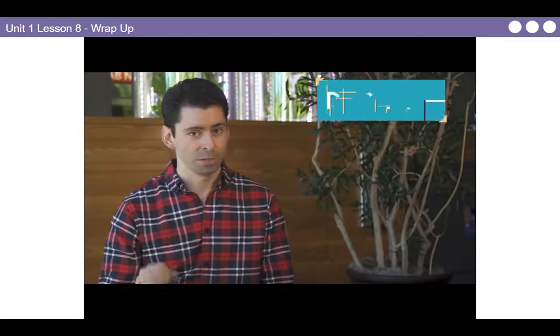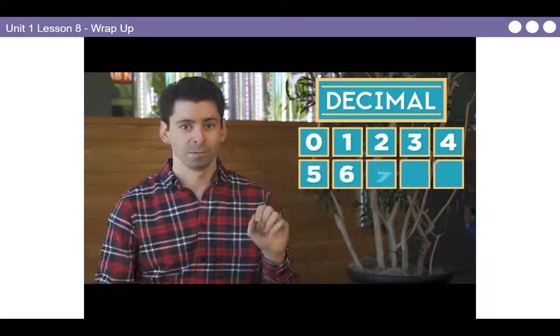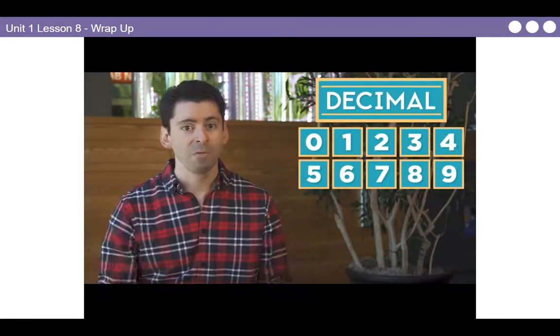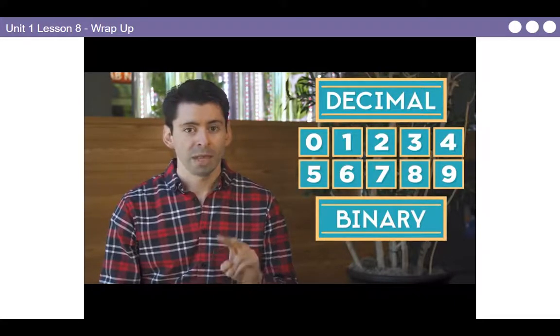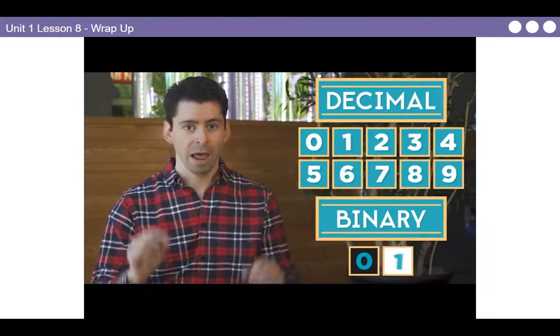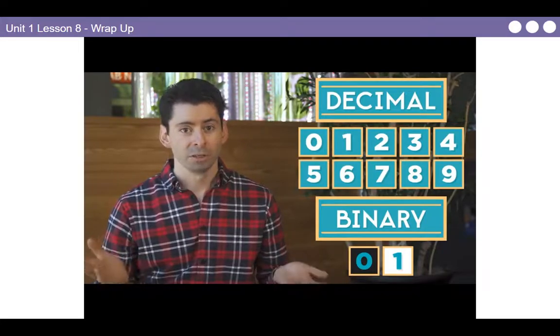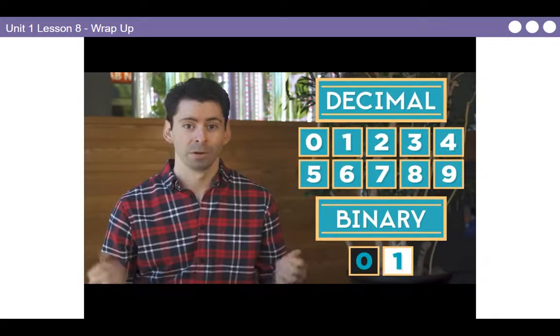In the decimal number system, we have 10 digits from 0 to 9, and that's how we've all learned to count. In the binary number system, we only have 2 digits, 0 and 1. With these 2 digits, we can count up to any number.